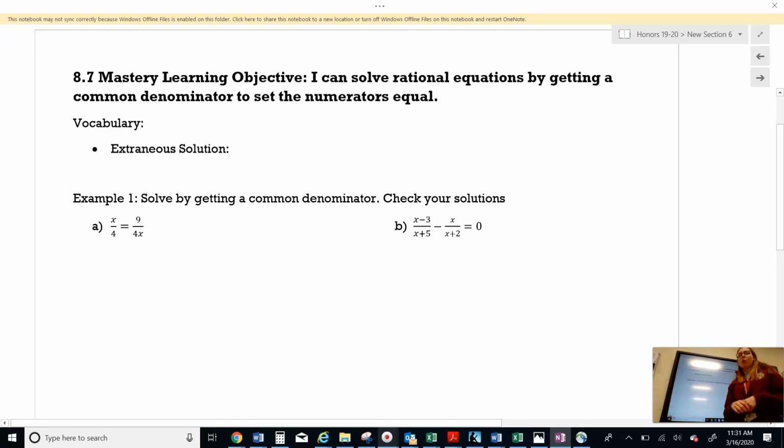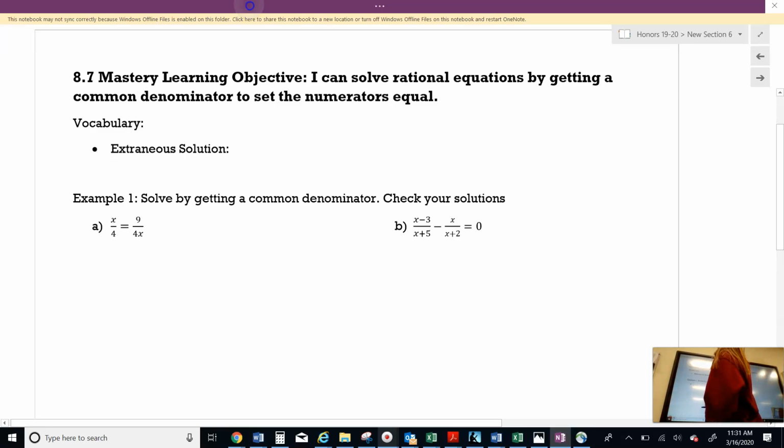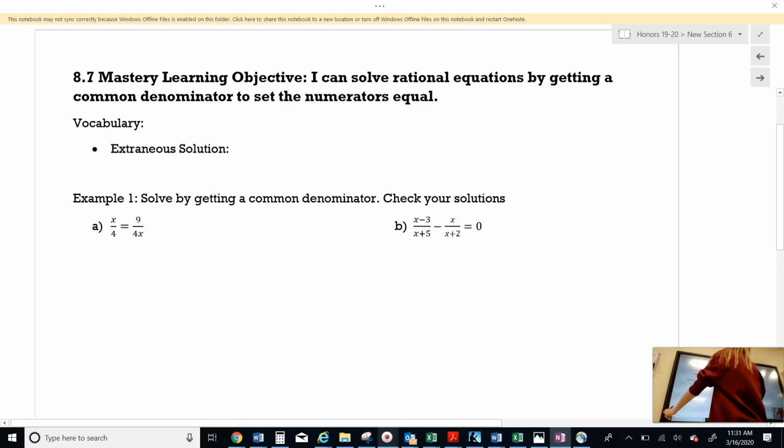And we solve rational equations very similarly to how we added and subtracted, so we will get a little more practice with that. We want to get a common denominator, and then we just solve our numerators. So the first thing is extraneous solutions. Extraneous solutions really are solutions that don't work. We've kind of seen them before.